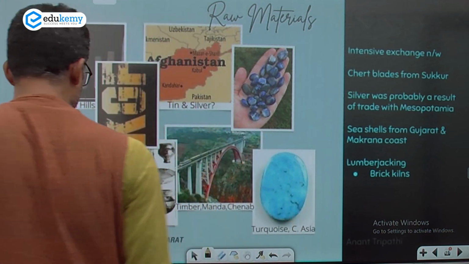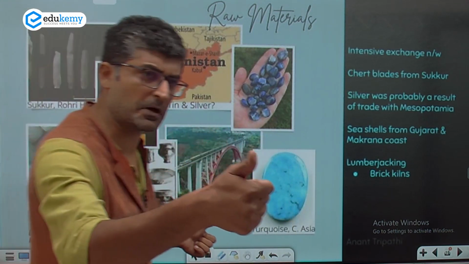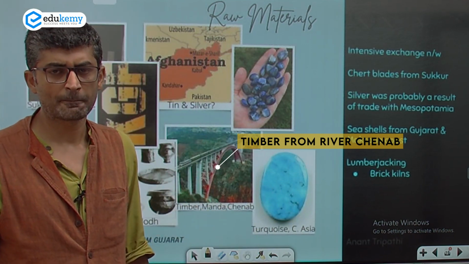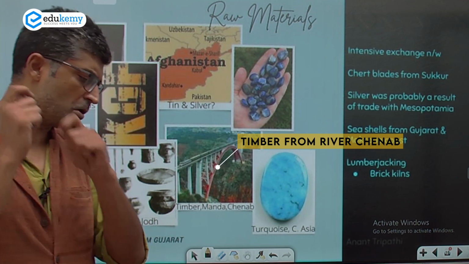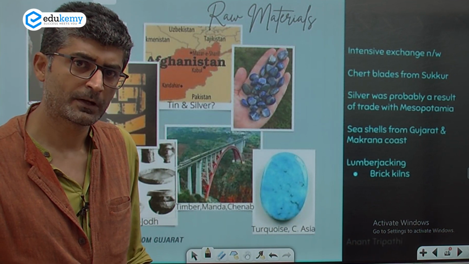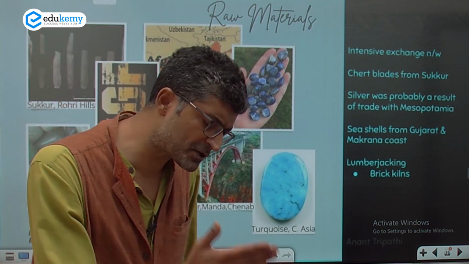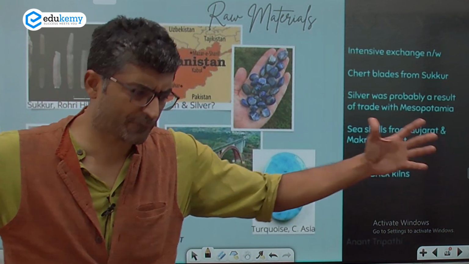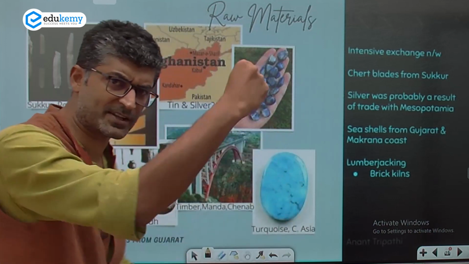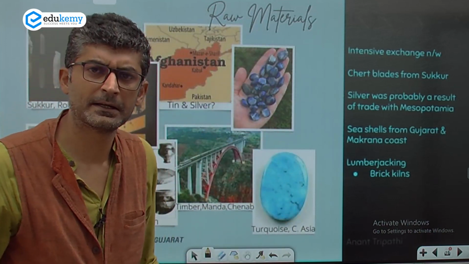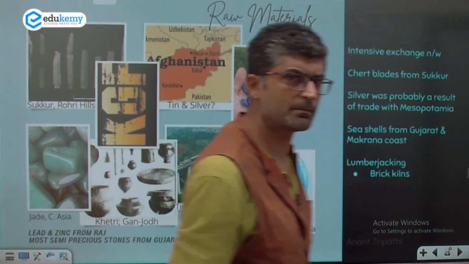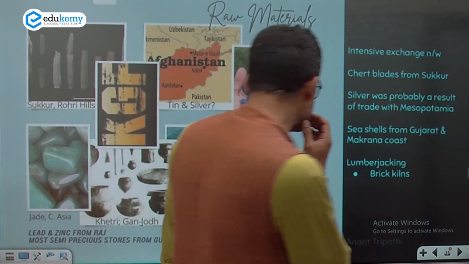Think about it. They got timber from river Chenab. A lot of lumberjacking operations were undertaken, and these huge logs of timber were floated into the Chenab, and they were collected at various places. What for? Think about it. Try and find out the answer.